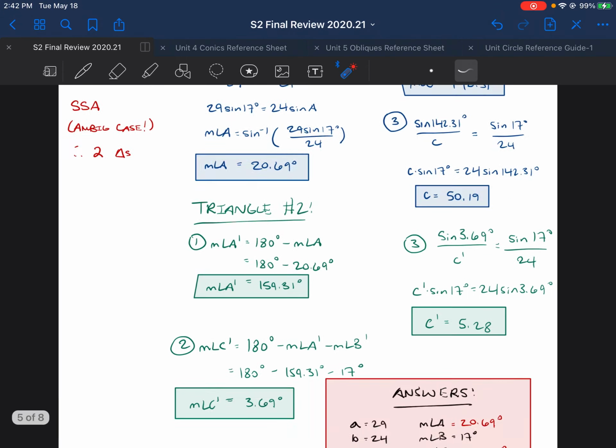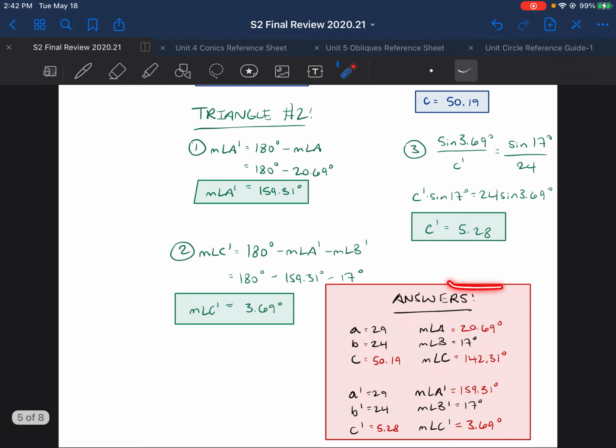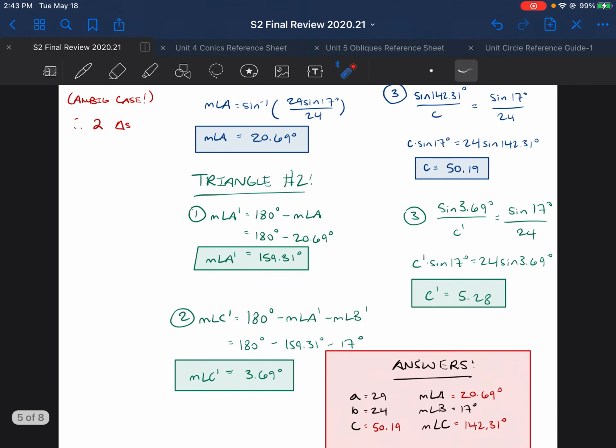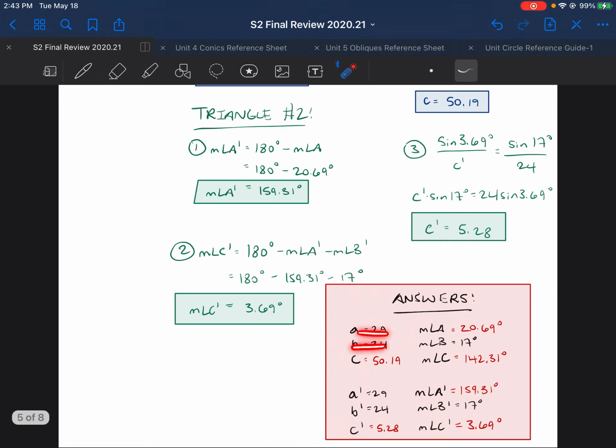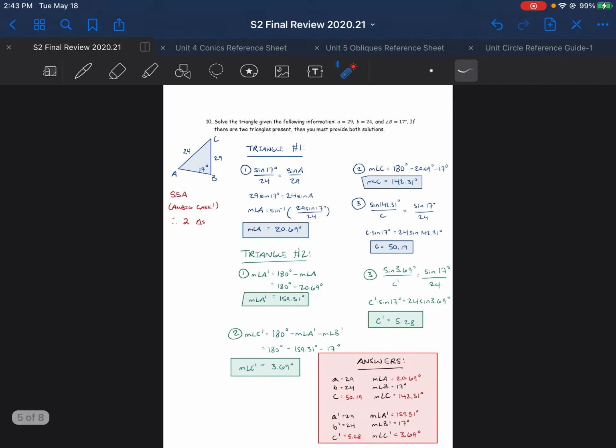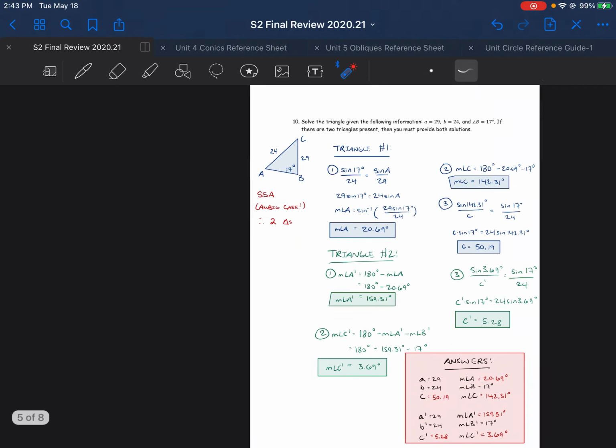So with this being a double triangle problem, here are the solutions to both triangles. Again, I have to emphasize that the starting information, side A is 29, side B is 24, angle B is 17, is common in both triangles. It has to be. The other pieces, angle A, angle C, and side C, are what's different between the two triangle solutions. Okay? So these have been the problems from this oblique triangle section of the final exam review.